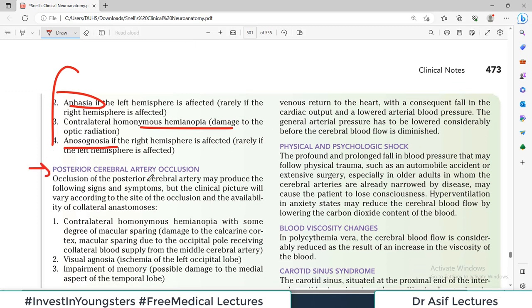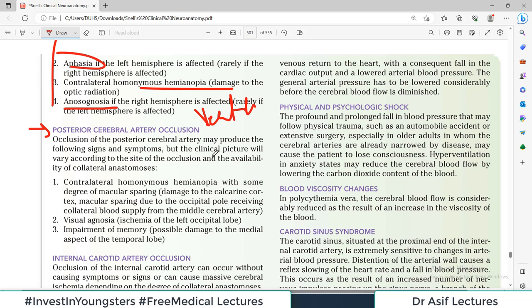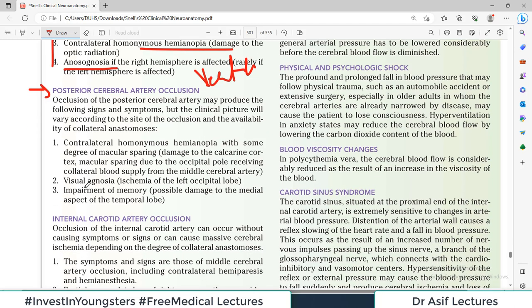Now posterior cerebral artery occlusion, ye kahan se nikalti hai? It arises from the vertebral basilar system and it supplies the inferior part of the lateral side of the cerebral hemisphere, also supplies the medial part of the occipital lobe. Occlusion of the posterior cerebral artery may produce the following signs and symptoms depending upon kitna occlusion hai, kahan occlusion hai aur collateral circulation ka kya hal hai. Okay, symptoms may include visual agnosia, occipital lobe ka ye kaam hai basically, impairment of the memory, okay, and also contralateral homonymous hemianopia.